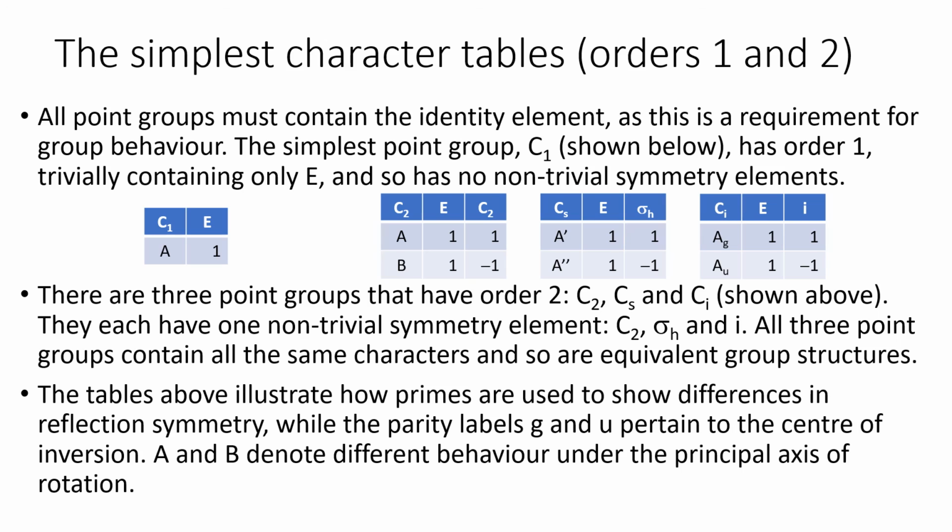Similarly there, with the reflection example CS, with the reflection plane, we see primes being used in the notation. So primes reflecting whether something's symmetric or antisymmetric with respect to this mirror plane, this reflection symmetry. So you can see that A prime is symmetric with respect to the sigma H mirror plane, A double prime is antisymmetric with respect to it. So interestingly, in these trivial, very, very simple order 2 groups, we're actually seeing our nomenclature rules coming up for how we label the irreducible representations.